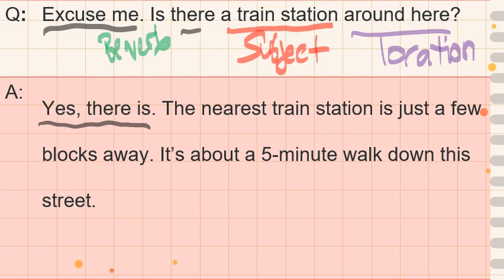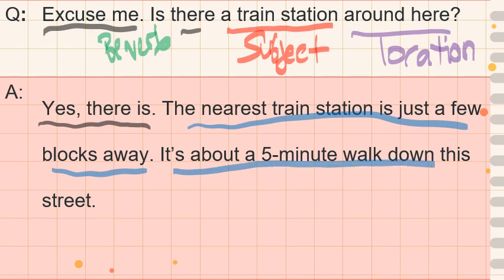This is a short way to answer yes. And you have to add some more information. For example, the nearest train station is just a few blocks away. It's about a 5-minute walk down this street. This is only additional information.